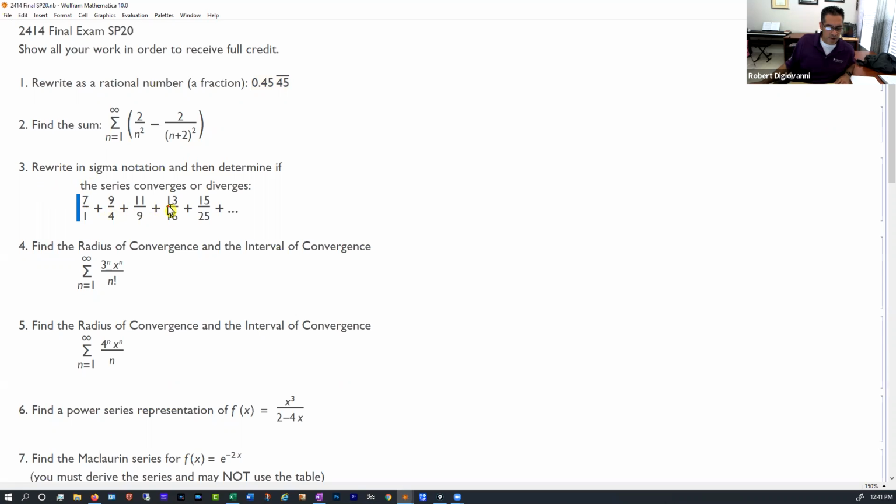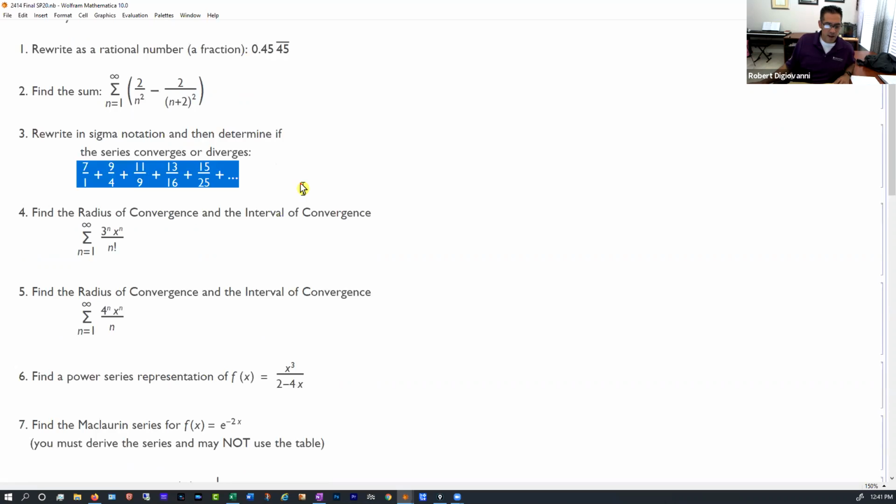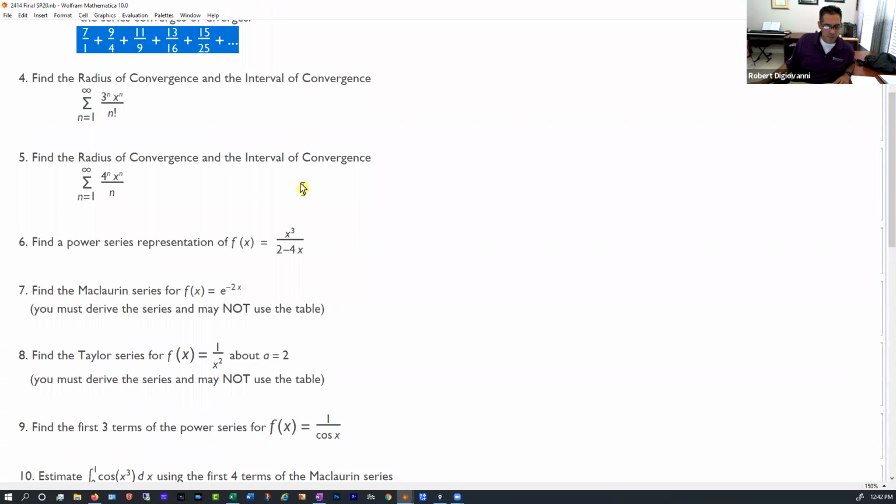This one, you take this series and rewrite it in sigma notation. So you have to find the formula for it first. And once you have the formula, convince me that it diverges or converges, which means you have to run a test, right? So I asked that. And after number 3, there's nothing else here that you can do at this point.